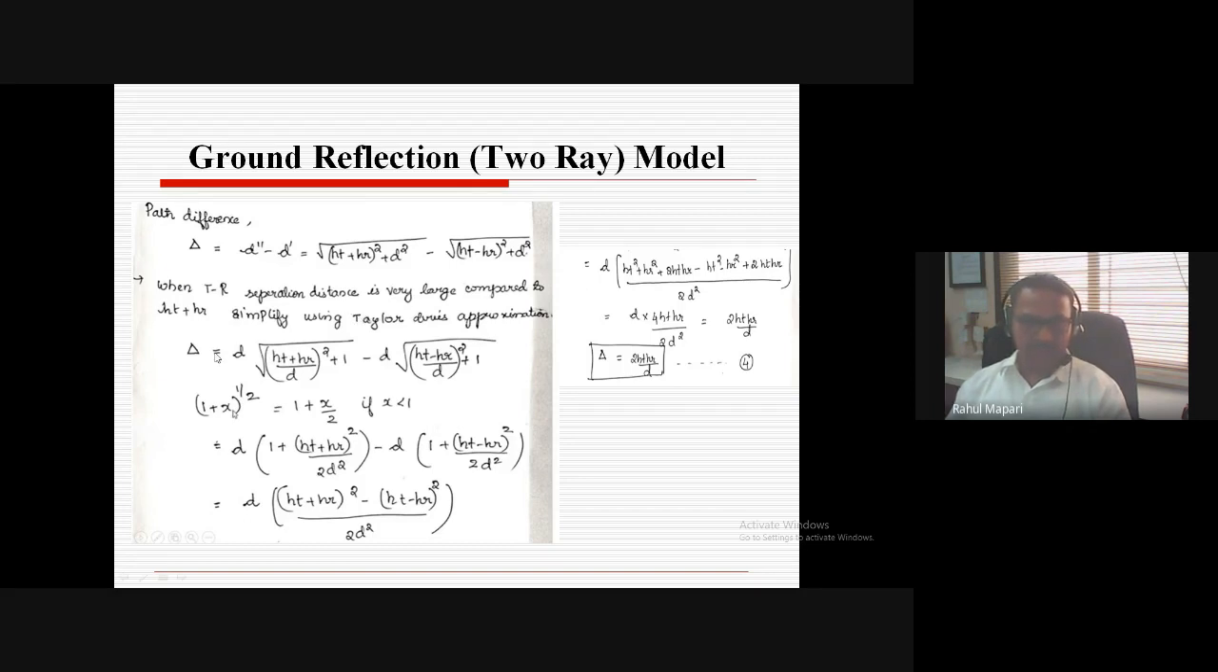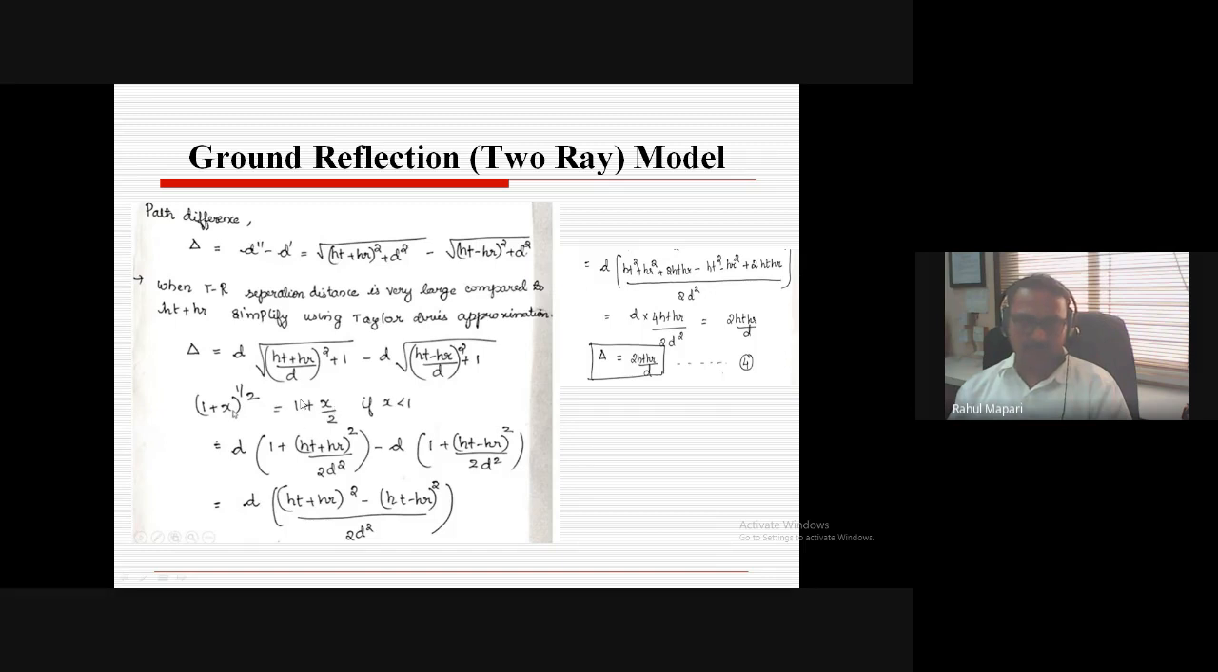It's very simple. Delta is equal to, now from the right side, we take D common. When we take D common, instead of D square, it becomes D. Taking it outside the square root, D remains. Inside the square root, HT plus HR upon D, squared, plus 1. Minus, here also take D common, HT minus HR upon D, squared, plus 1. Now here we use one standard formula, square root of 1 plus X. Here this X is nothing but HT plus HR upon D squared, and 1 is there. So the square root of 1 plus X is equal to 1 plus X by 2.